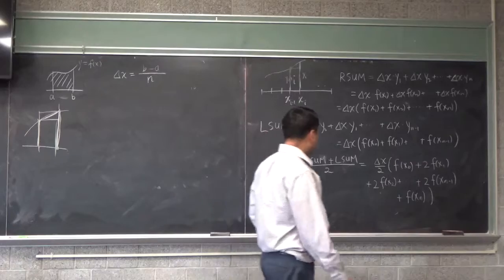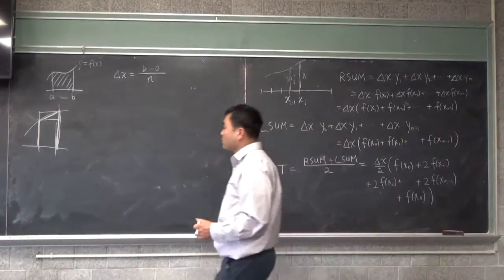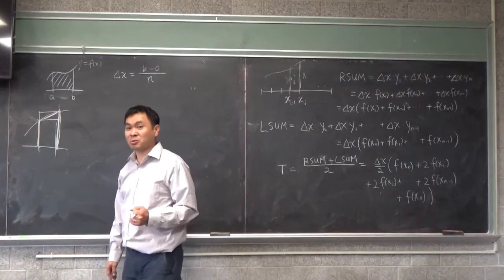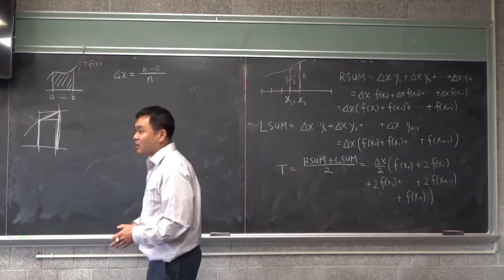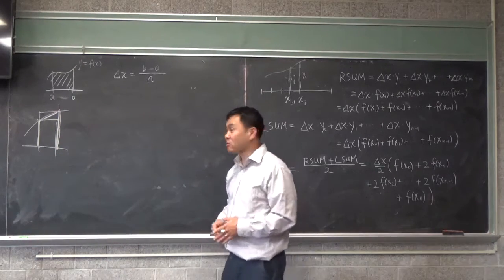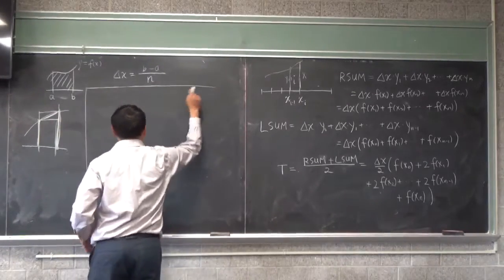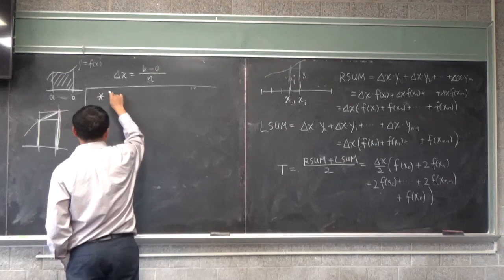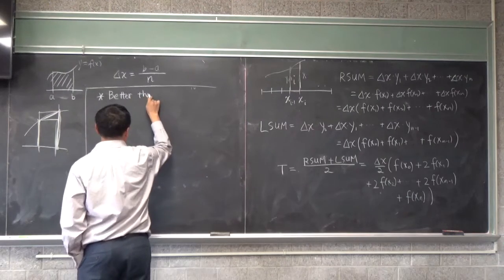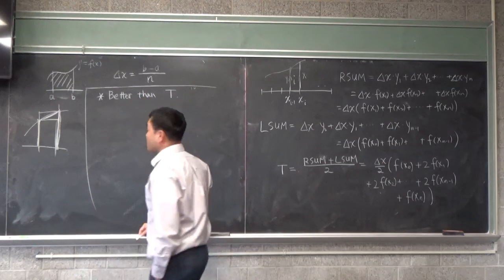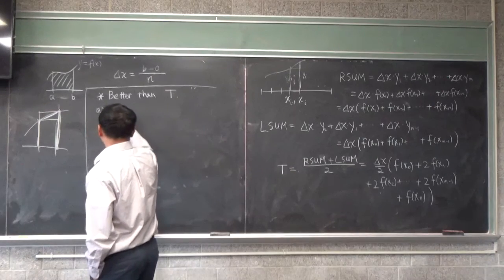Now, you might ask another question like, is there any better way to do it than the trapezoidal rule? Is trapezoidal rule the best approximation? And the answer is no. Actually, there are better ones. And so let me talk about those. Better than the trapezoidal methods. The first one is called Midpoint Rule.